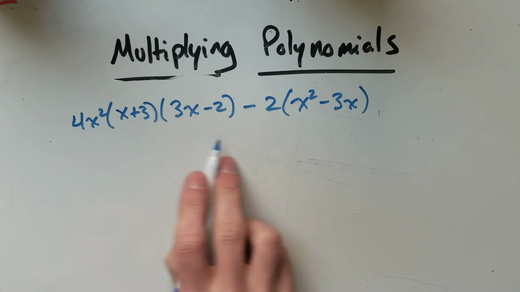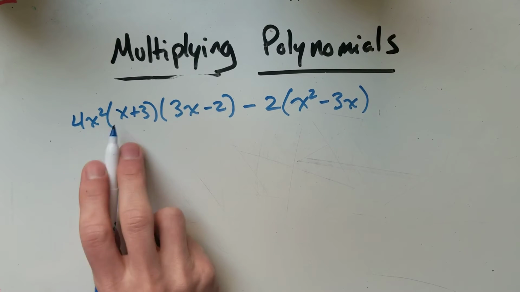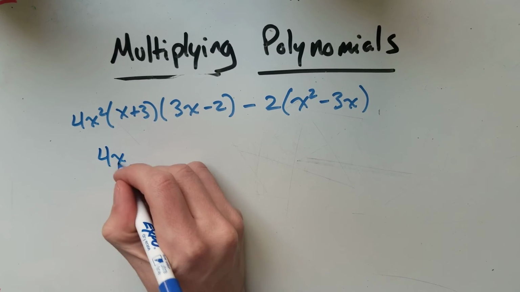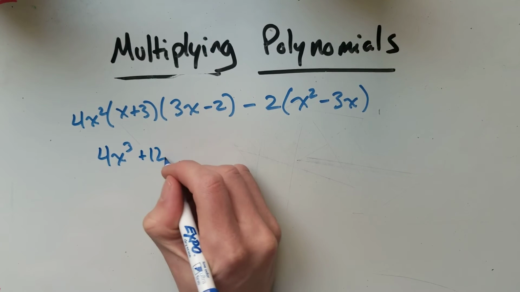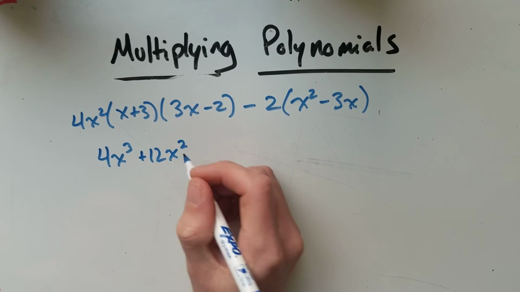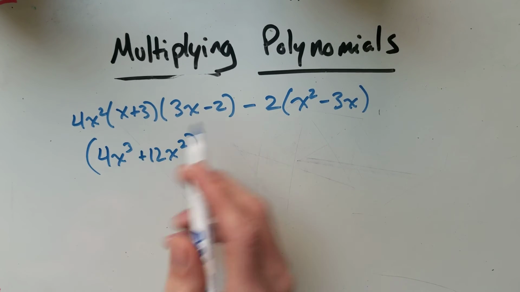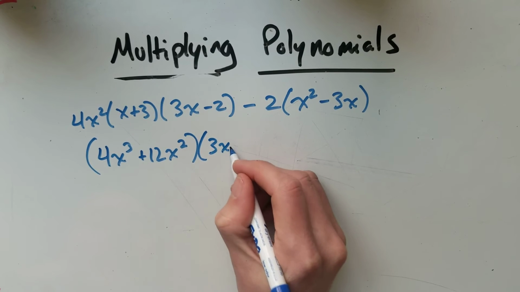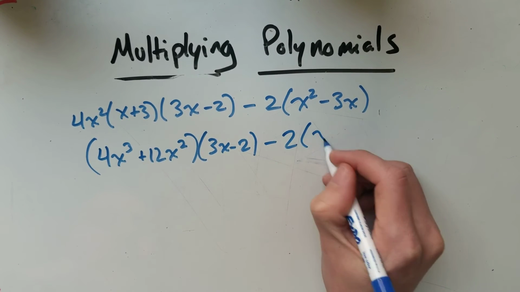So we're going to start off over here and simplify this left side before the subtraction sign. 4x squared times x, you should get 4x to the third. 4x squared times 3, you should get 12x squared. So that's after you multiply the monomial into the binomial. But we still have to multiply by the other binomial. And then we'll leave this here for now.